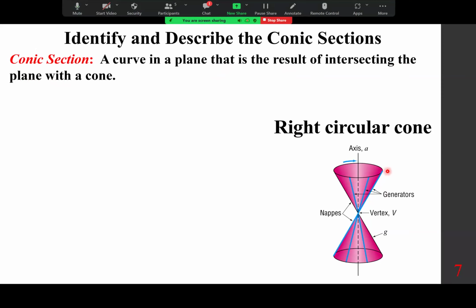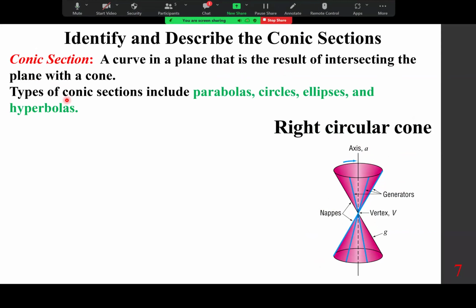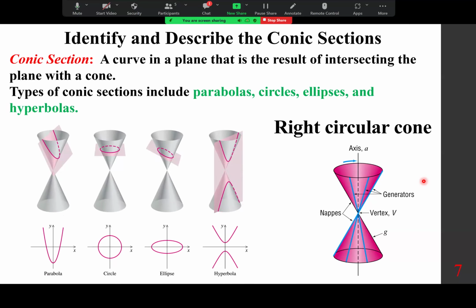If we have a line and there is a line crossing it, as it revolves around it, it creates the two cones. When we cut this, types of conic sections include parabolas, circles, ellipses, and hyperbolas. When we cut this with a plane, it creates the following. Let's start with this one: this is the axis. If we cut it with a plane perpendicular to the axis, we get a circle.